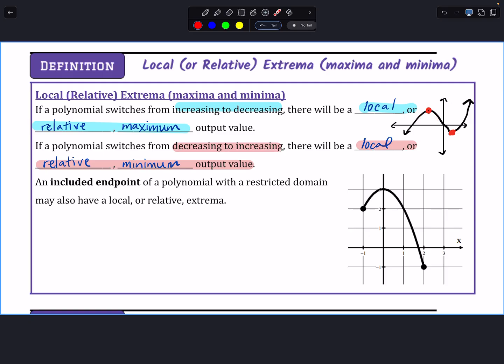Is that a maximum or minimum point? I'm asking you guys. Is that a maximum or minimum? Maximum. So this would be, label it, this is a local max, which makes this a local min.